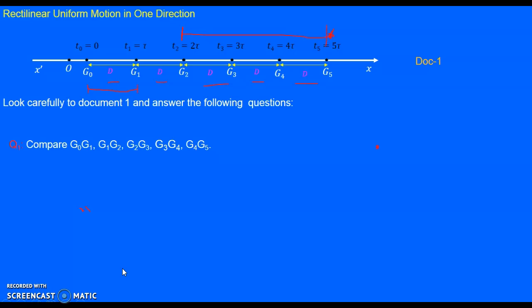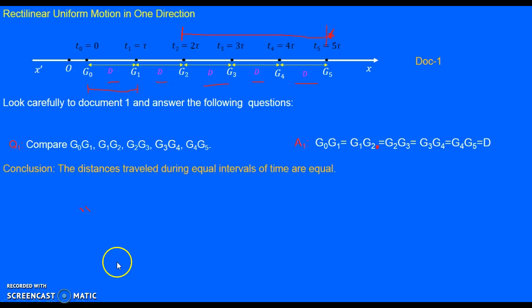Question 1. Compare G0G1, G1G2, G2G3, G3G4, and G4G5. See if these are the distances. Though we are not given the values here, we are given that they are equal to a distance D. So they are all equal to each other, which is equal to D. Conclusion: the distances traveled during equal intervals of time are equal in this case.